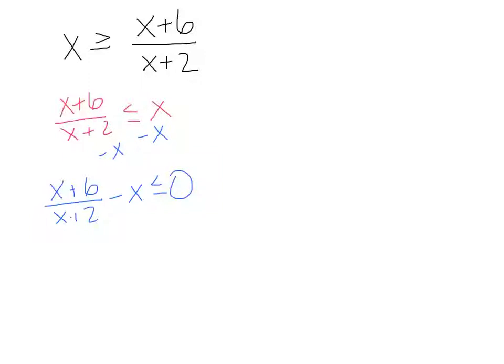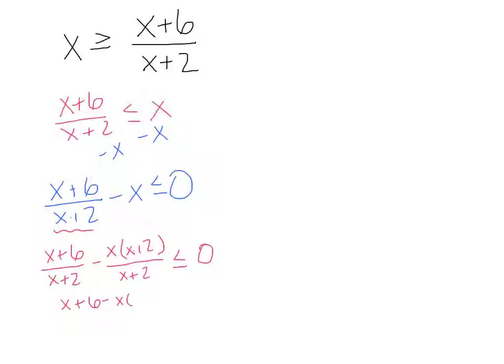Now we have to get this into one rational, so we're going to need to change things based on the common denominator. In this case, the denominator I need is x plus 2. So I'm going to have x plus 6 over x plus 2 minus x times x plus 2 over x plus 2. That gets me my common denominator. Now we can simplify it a little bit. So we end up with x plus 6 minus x times x plus 2 over x plus 2.